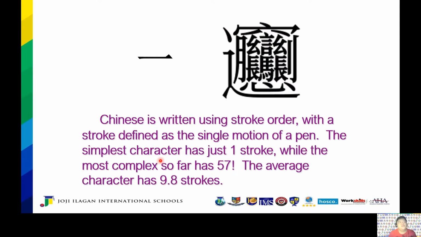Chinese in terms of stroke order, terms of number of strokes. Chinese is written using a stroke order, with a stroke defined as the single motion of a pen or a brush. The simplest character is just one stroke, this one, while the most complex so far has 57, this one. So the average Chinese character is around 9.8 strokes, or 10 strokes.